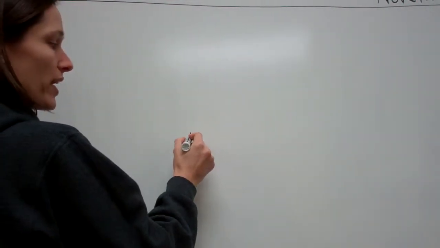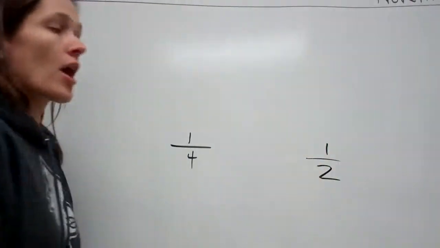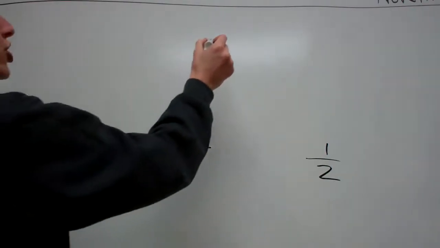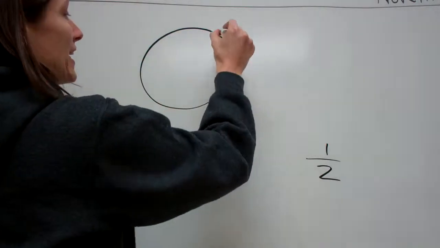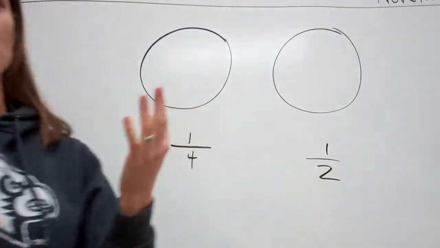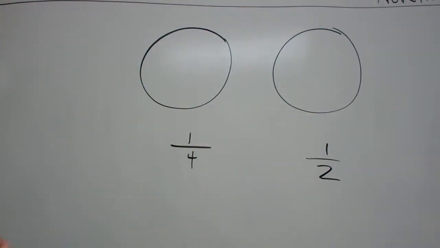For example, we know the answer to this, so nobody's screaming out, okay? I'm wanting to know which one's bigger, a fourth or a half. I know you know the answer. I'm going to draw an illustration to show you. So I'm going to draw a circle, and I need to draw the same size circle over here, approximately. It doesn't have to be perfect, but it needs to be almost exact.